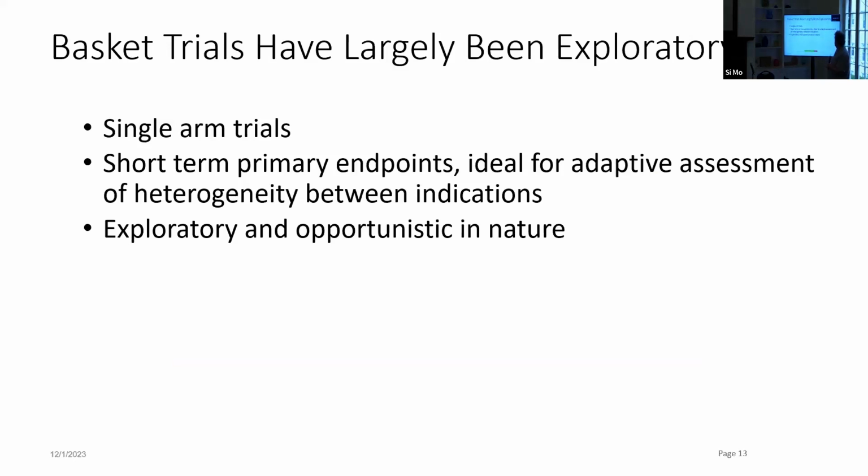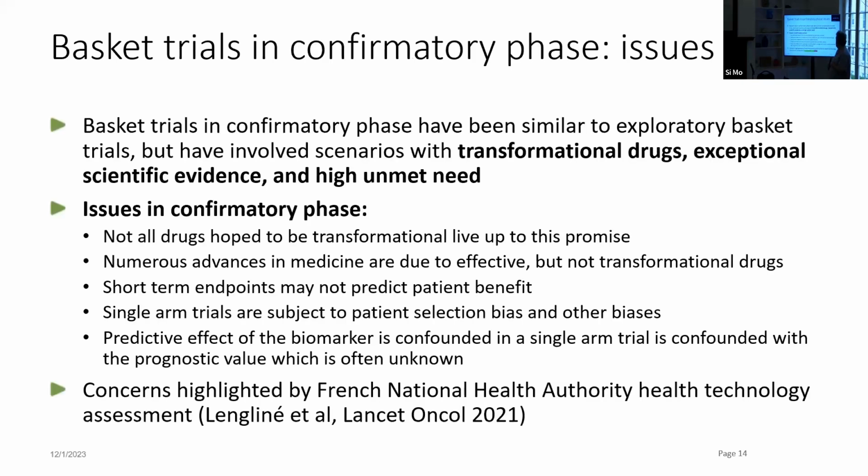Basket trials have largely been exploratory, however. They've been single-arm trials without a control group, with short-term primary endpoints like shrinking tumors. It's great to shrink a tumor, but it might come roaring back and kill the patient sooner. So survival is more important than shrinking tumors. And they've been opportunistic in nature. However, next slide, please. There have been exceptions.